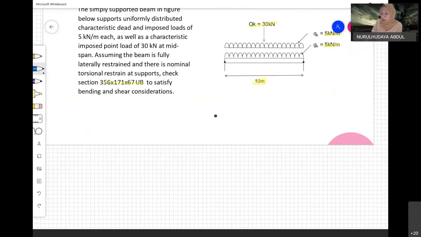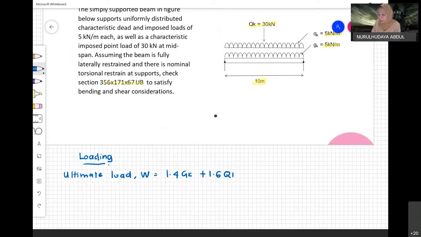First, what we need to do, we need to calculate loading. We need to find the ultimate load, which is 1.4 GK plus 1.6 QK. And then masukkan saja. So 1.4 GK here we have 1 UDL. So sekarang I buat UDL dulu dalam kurungan. So in this bracket I will just put all the UDL inside. 1.4 GK. So UDL for GK is 5 kilonewton per meter.